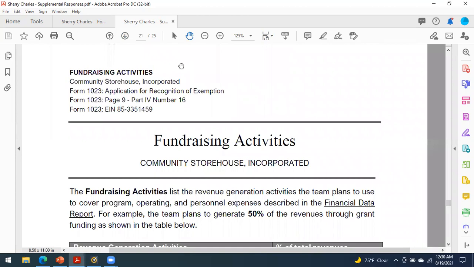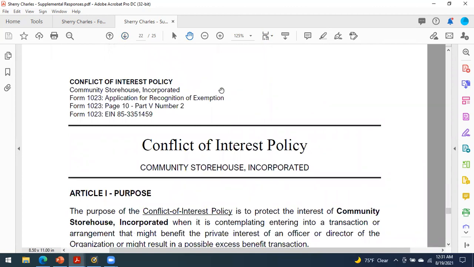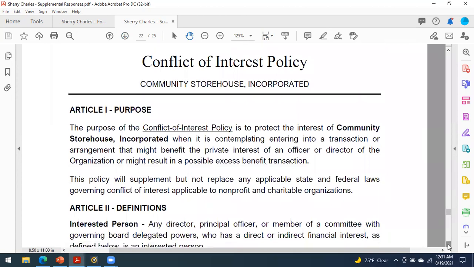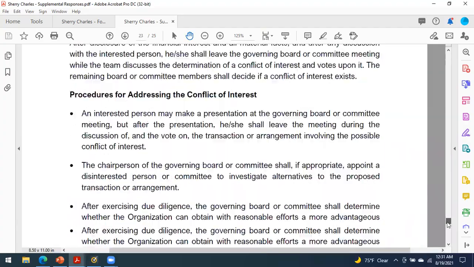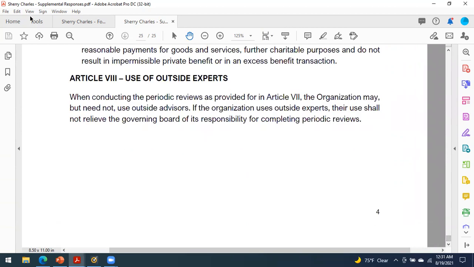Another supplemental response document is the fundraising activities document. This is the document that lets them know how you plan to generate revenue. And then you have the conflict of interest policy document. You have to have that to show that you are going to operate a nonprofit organization to benefit the community and not for yourself. There are several pages to this conflict of interest policy document. So those are the supplemental responses. There are 25 pages of supplemental responses alone.